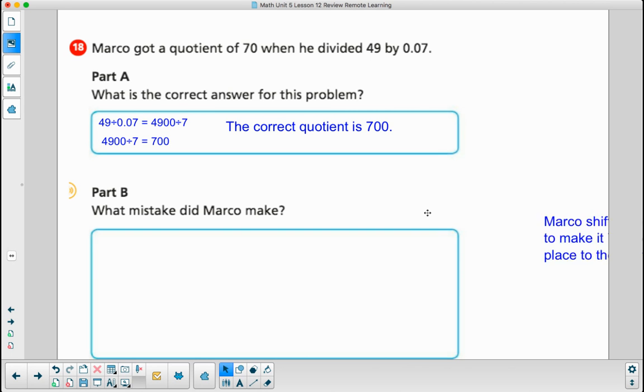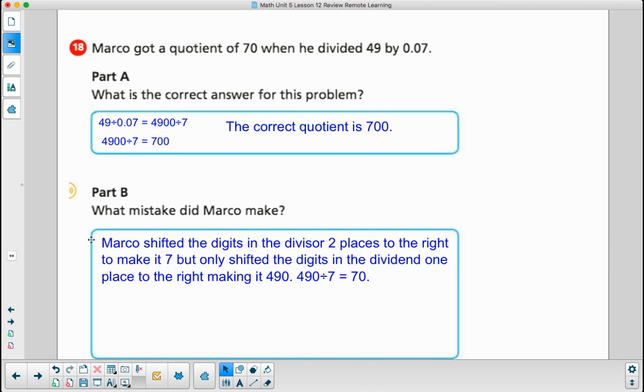So here's how I wrote it up. Marco shifted the digits in the divisor 2 places to the right to make it 7, but only shifted the digits in the dividend 1 place to the right, making it 490, because 490 divided by 7 equals 70. So that's what I went with. Again, you can always find the target goals on the first page that I did for this.